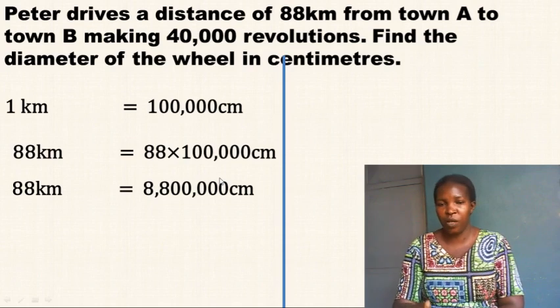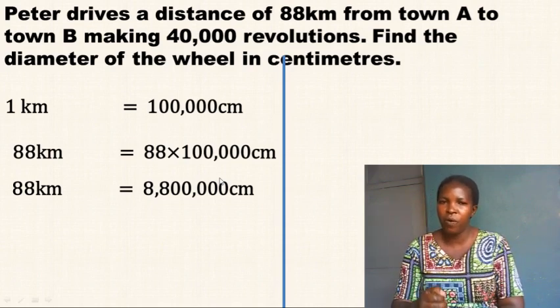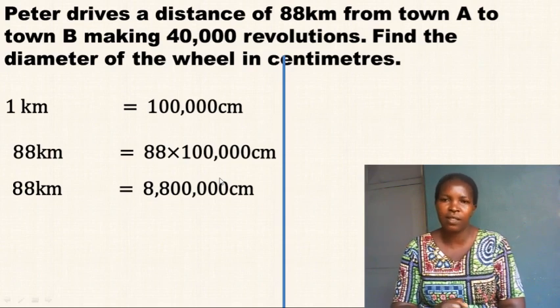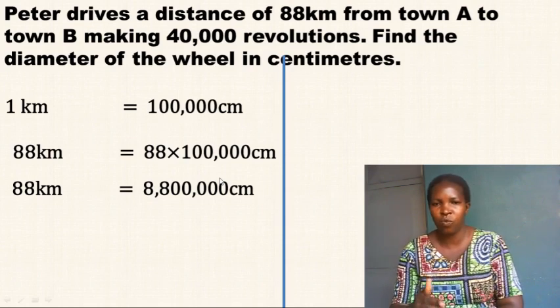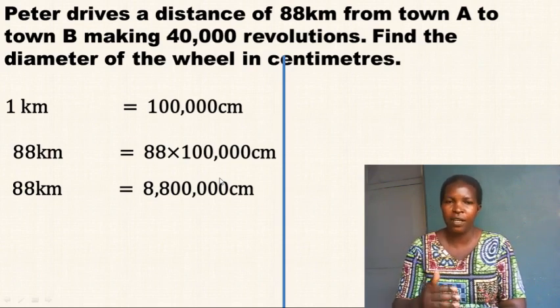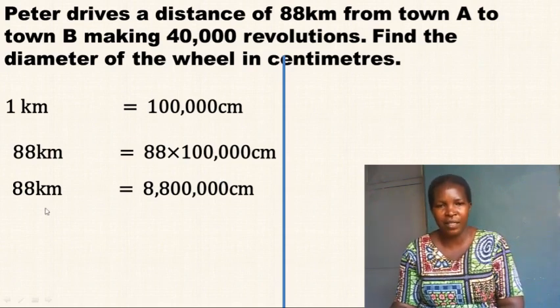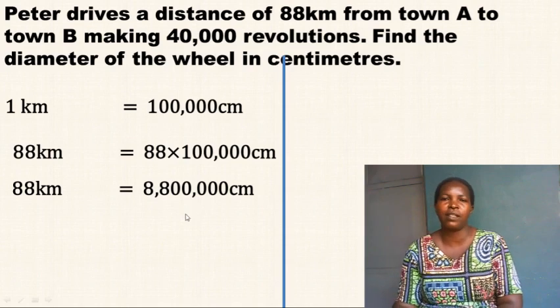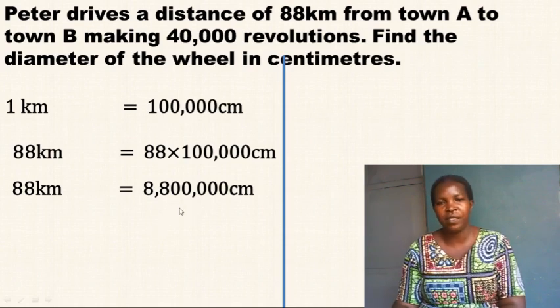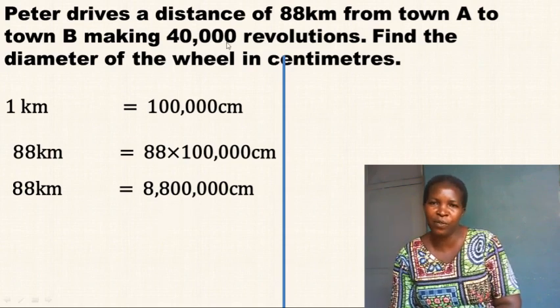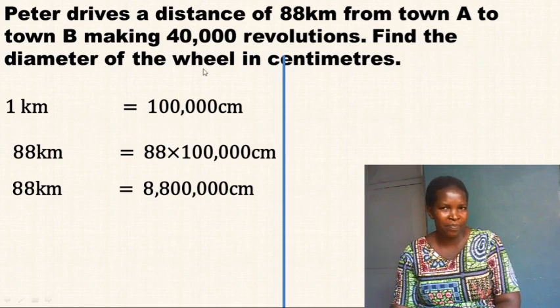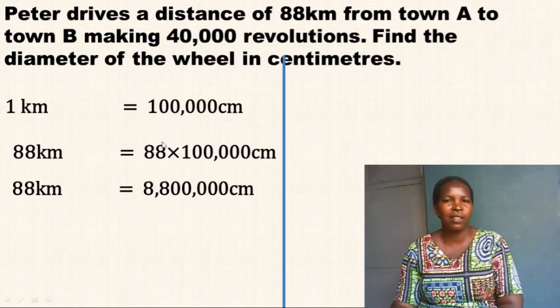And you know the reason why we've converted the distance into centimeters? It's because we are required to find the diameter in centimeters. That is the reason why we've converted the 88 kilometers into centimeters. Now, having converted this distance into centimeters, who can remind us? We have the distance in centimeters and also the number of revolutions. What is our next step?